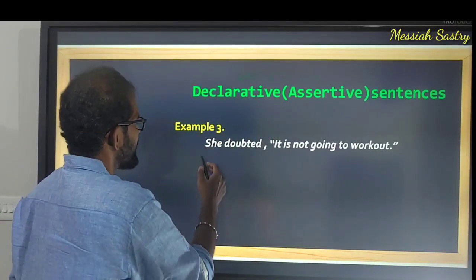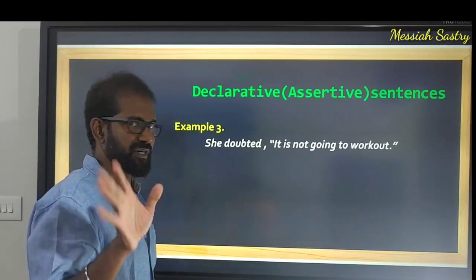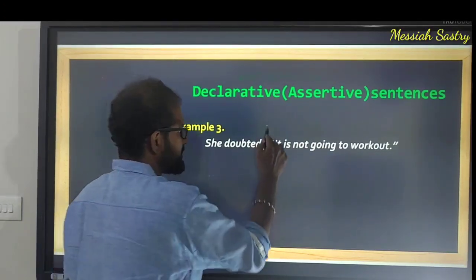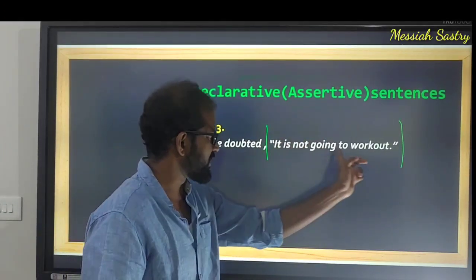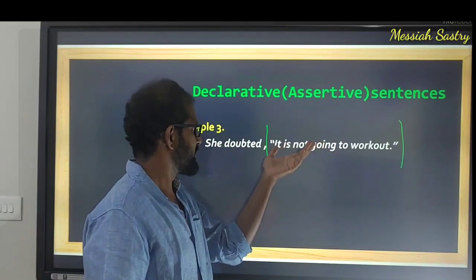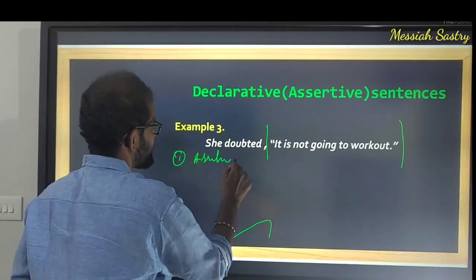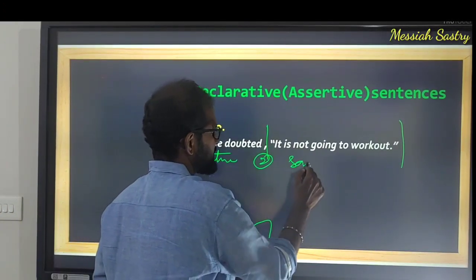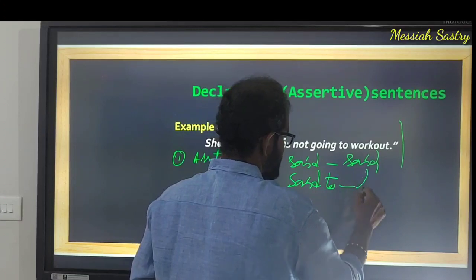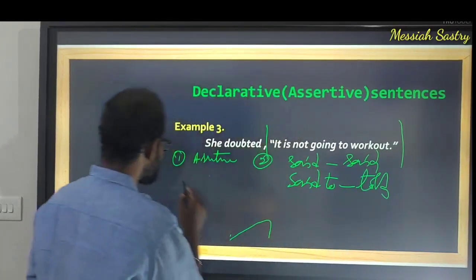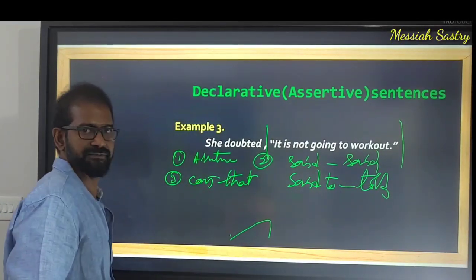Last example: "She doubted, it is not going to work out." The reported clause, what is a reported clause? The actual words. What kind of sentence is the reported clause? Assertive or declarative. "It is not going to work out." Simple statement. Assertive. Points: said, we don't change said. Said to changes to told. Conjunction, that.